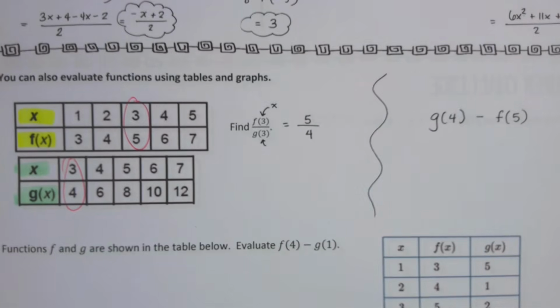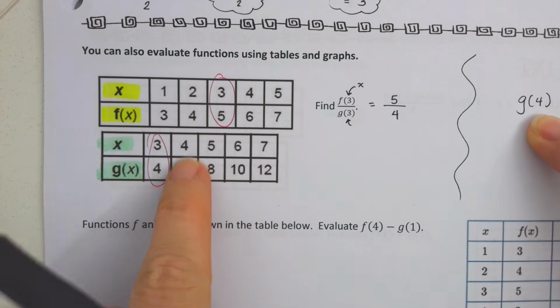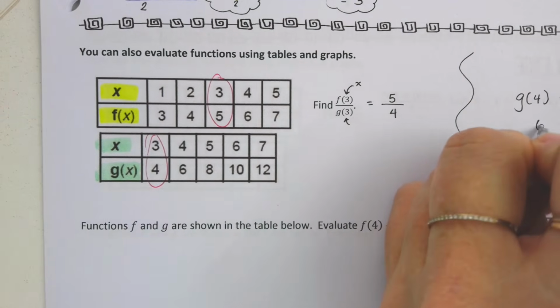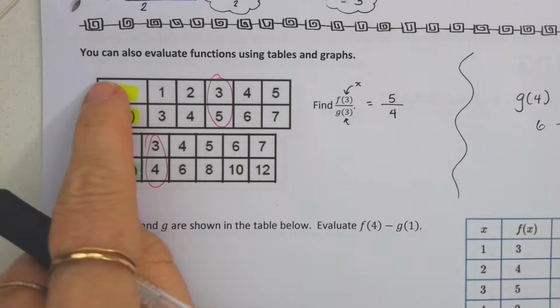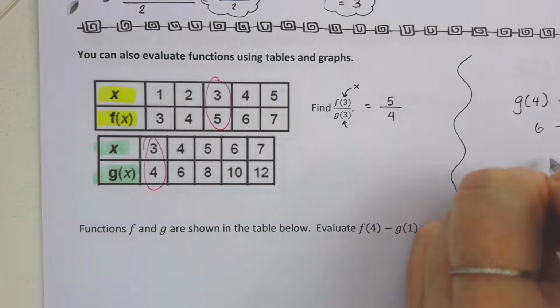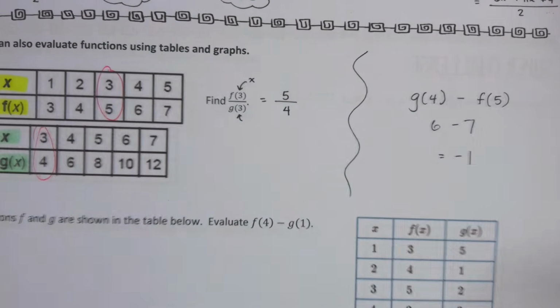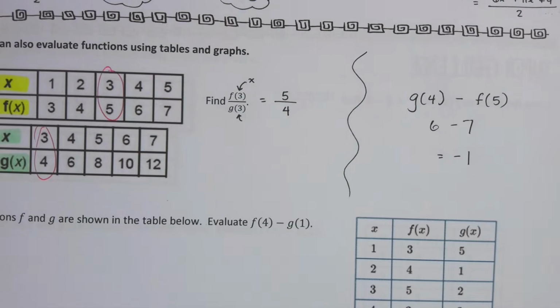Beautiful. Everybody got that right. Yes. G of 4, you just look for the input of 4, is 6. Minus F of 5, so you look for an input of 5, that's 7. Is negative 1. Pretty easy. I love it when they give a table. I think they're super easy.